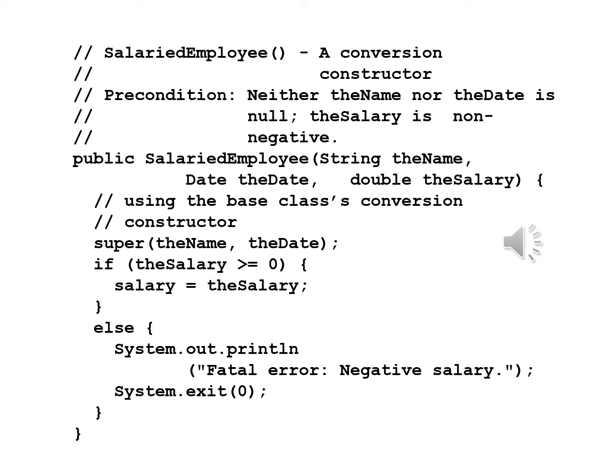After the comment telling us that we will use the base class's conversion constructor, we write super(theName, theDate). And after that, we write if theSalary is greater than or equal to 0, salary equals theSalary. We don't similarly have to test for the precondition because those other two properties are going to be tested in the superclass's constructor. Next we'll have else, System.out.println, "Fatal error: negative salary", System.exit(0). This is what it will call if the salary turns out to be negative.